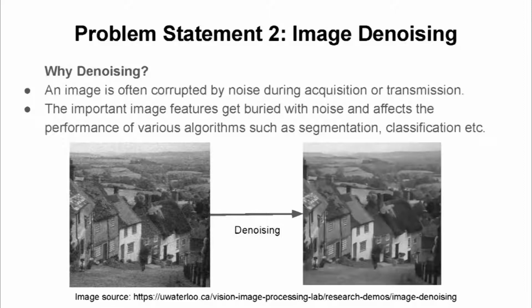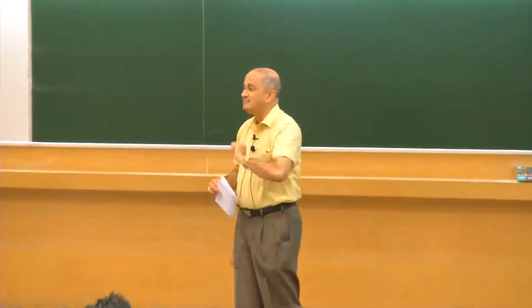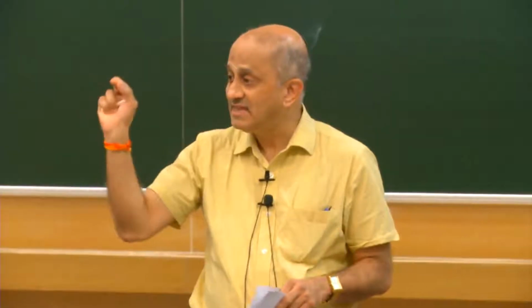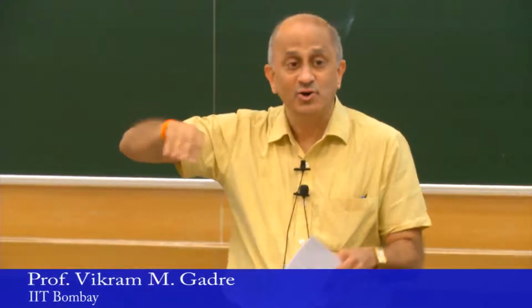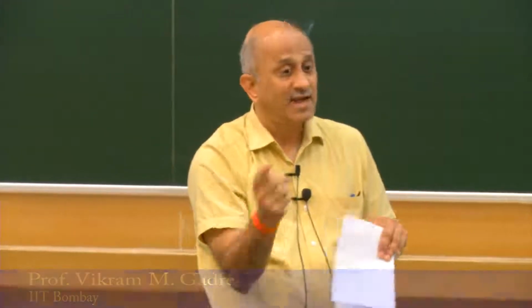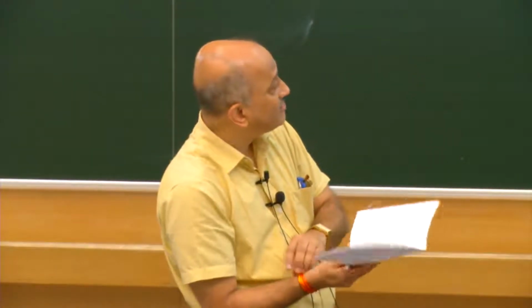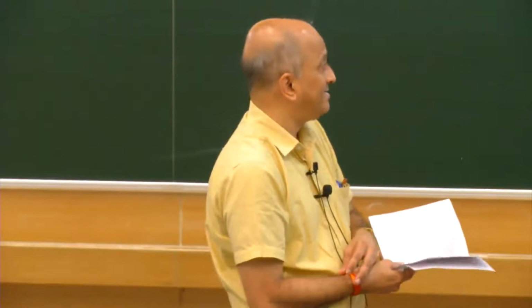What is meant by denoising? An image is often corrupted by noise during acquisition or transmission. And the important image features get buried with noise and affect the performance of later processing. So now you see, very often you want to do something with the image. You want to identify something in the image. You want to sharpen something in the image. You want to focus, or zoom in, or change the characteristics of the image, whatever you want to do. You want to segment the image, you want to classify the image. In all this, you must first remove noise. So image denoising is a requirement.